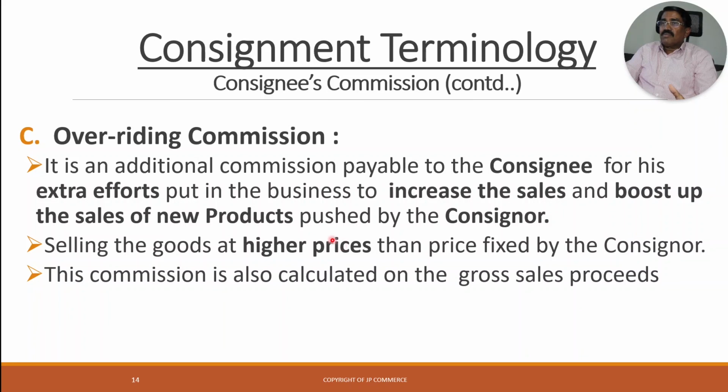Let us take an example: in the earlier case, 200 rupees for one case. If the consignee sold it at 220 rupees or 230 rupees, that 30 rupees is an extra price over the minimum price fixed by the consignor. So when the consignee sold the goods at a higher price than the price fixed by the consignor, in such cases the consignor allows an extra commission. Such commission is known as an overriding commission.